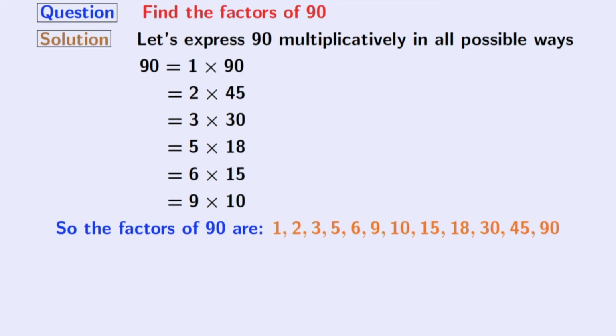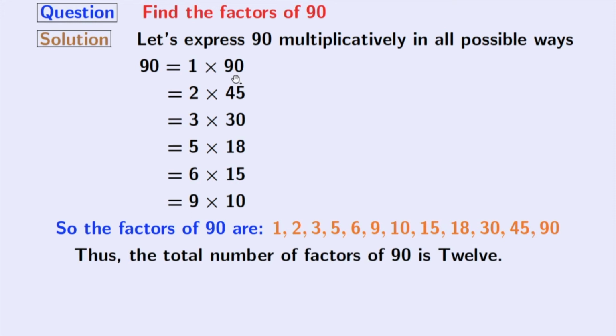We have obtained all the factors of 90, which are 1, 2, 3, 5, 6, 9, 10, 15, 18, 30, 45 and 90. So the total number of factors of 90 is 12.